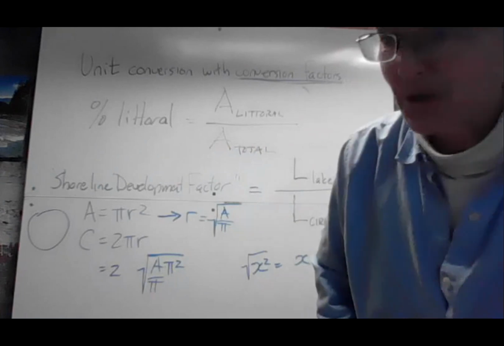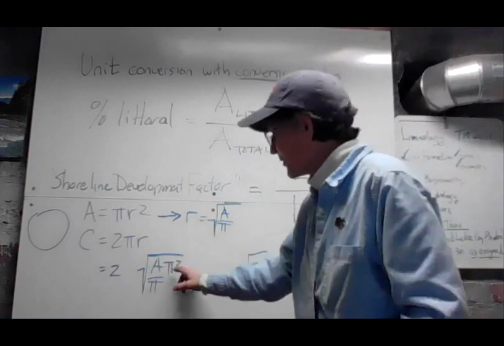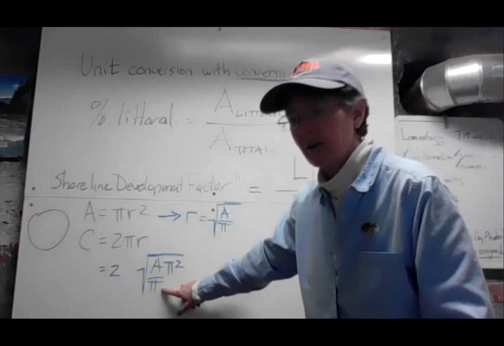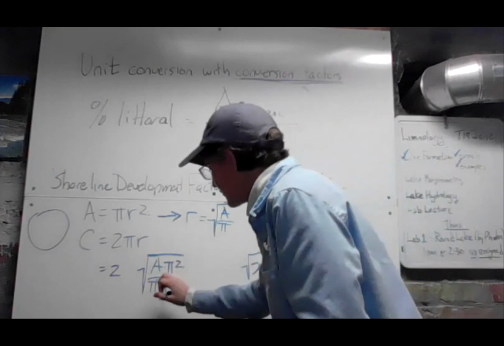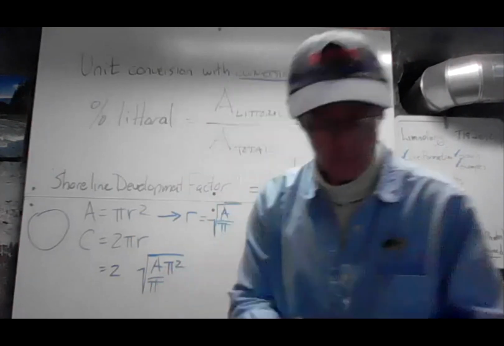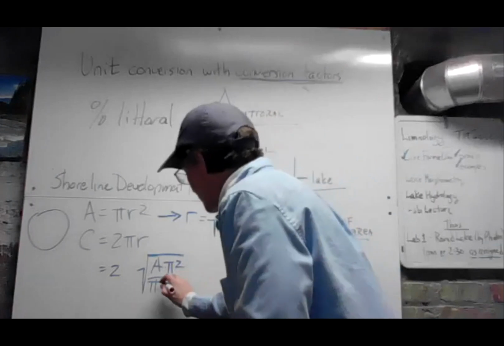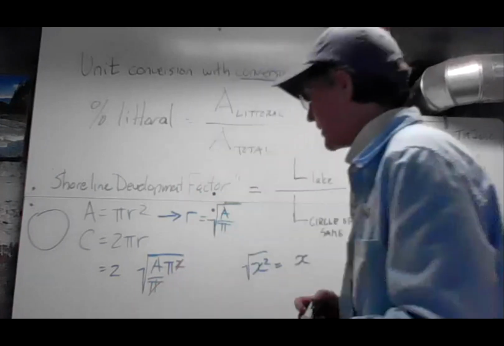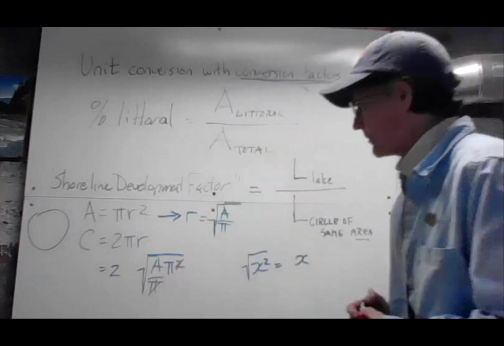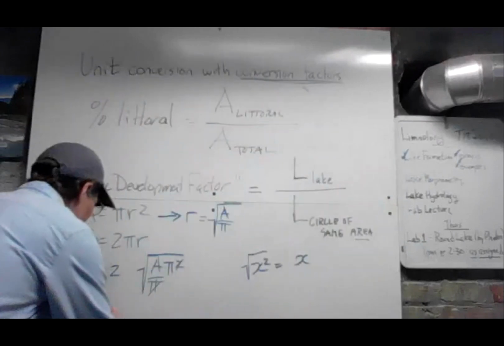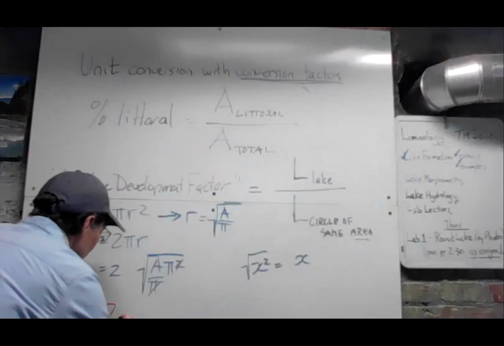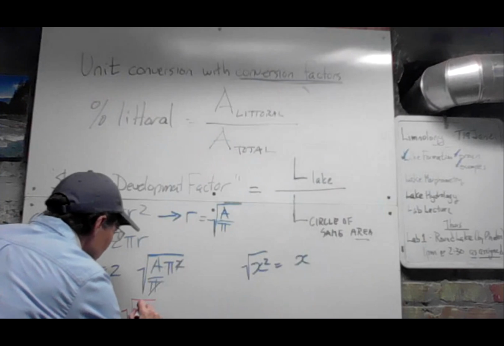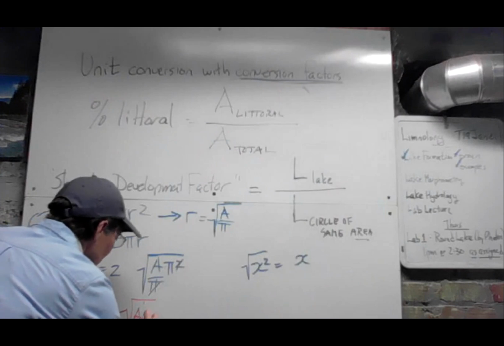You're like, it doesn't look simpler. Well, it is simpler because look, we got pi squared over pi. So that means that this and one of those will cancel out. So now we've just got 2 times the square root of A pi.